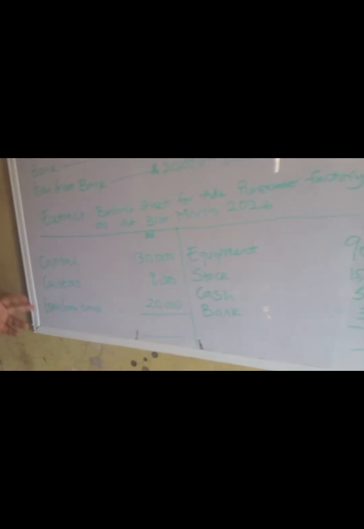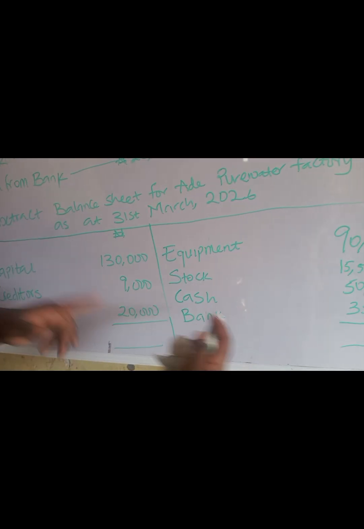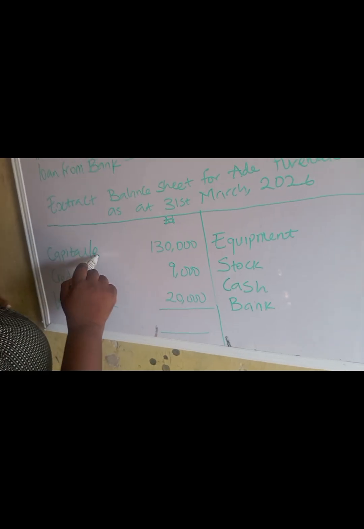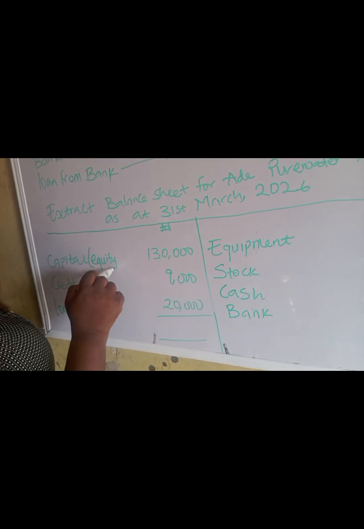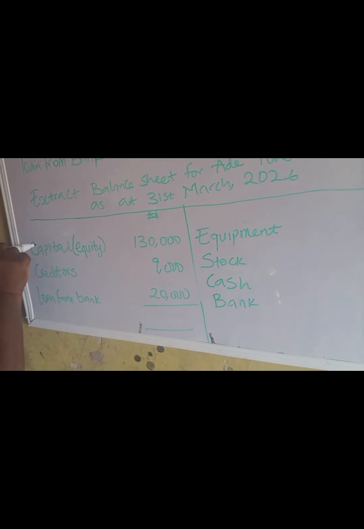I want us to notice that I put our liabilities here, I put our assets here. Somebody will ask me, why is the capital here? Is the capital not supposed to be part of the company's assets? I will tell you why. Remember, we said earlier that our capital is also called the equity. It is the owner's share in the business.